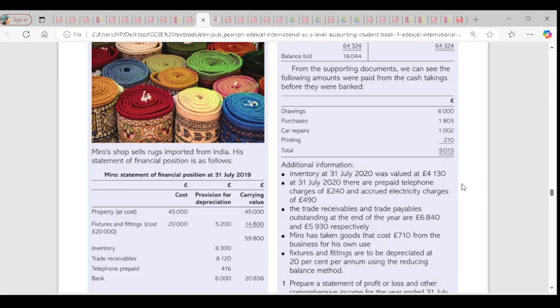In the 2020 statement of financial position, you have it as other receivables. But in 2019, it is just prepaid, so you less it from your expenses of your statement of profit or loss, because it is going to 2020. In 2020, you add it to your statement of profit or loss, and it becomes other receivables in your statement of financial position.